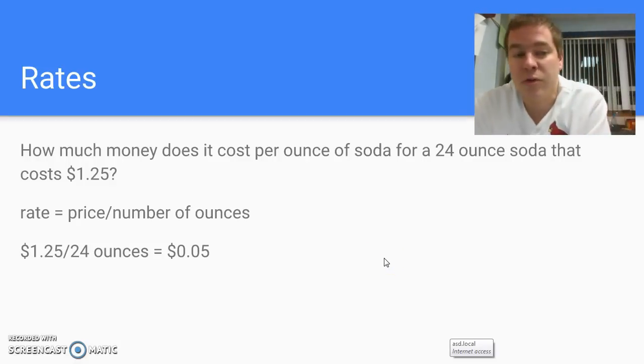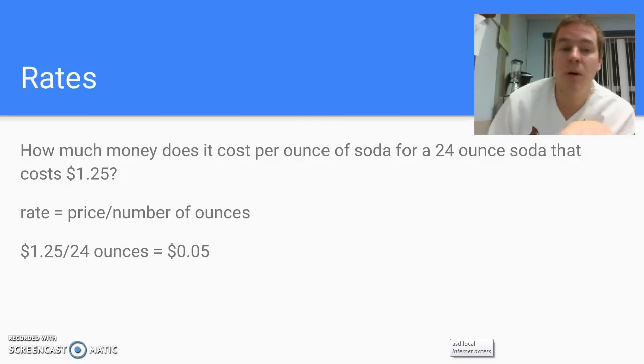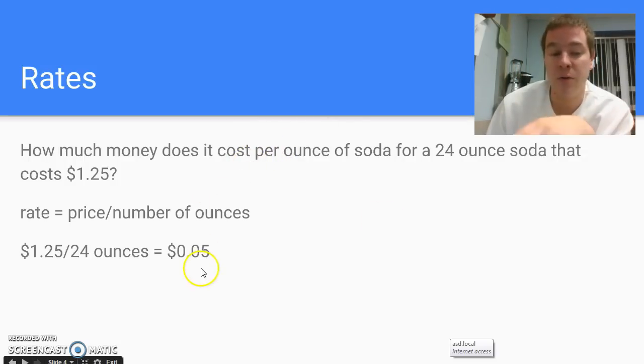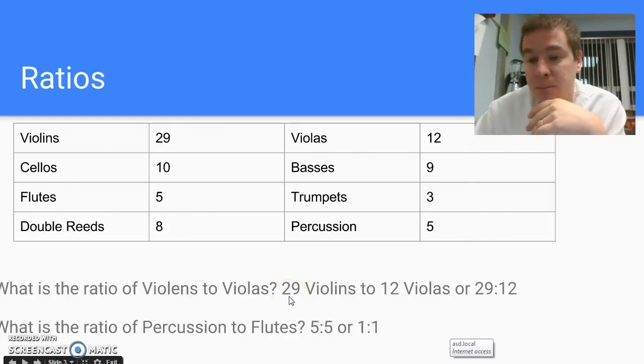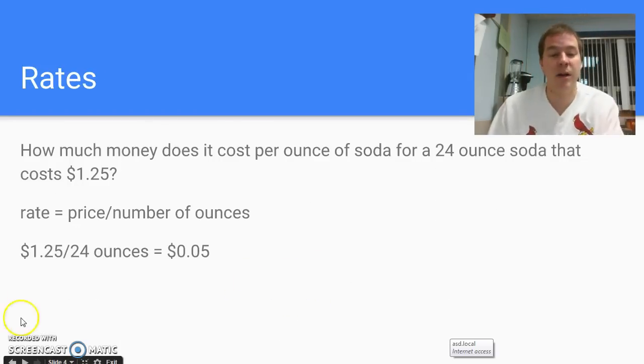When you're doing rates, once again, make sure that you put it in the correct order, the same way with the ratios. For the ratios, make sure that you put them in the right order that is listed in the problem. All right. Good luck on the questions.